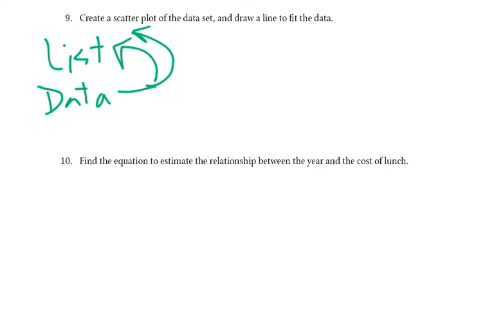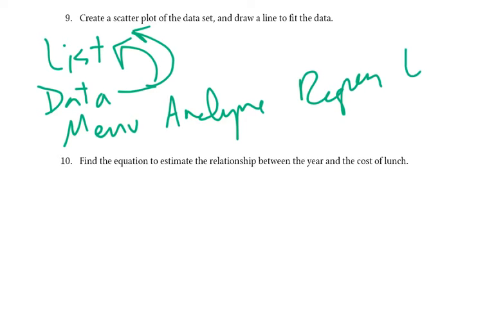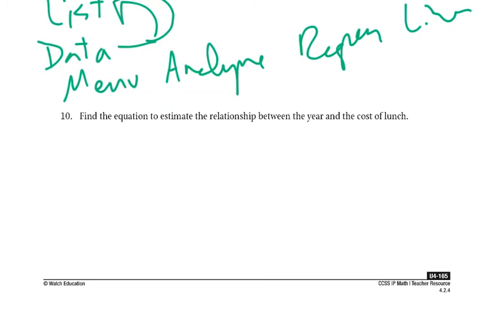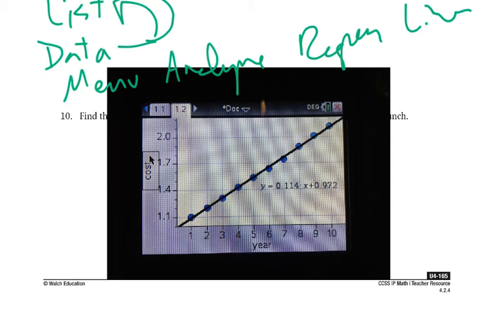the scatter plot, then we go Menu, Analyze, Regression, and Linear, and this is what we end up with. Now this one looks like almost a straight line, doesn't it? Okay, so pretty straight line, close together, and the equation we get is 0.114x plus 0.972 for the cost of lunch, which seems to keep going up and up and up.